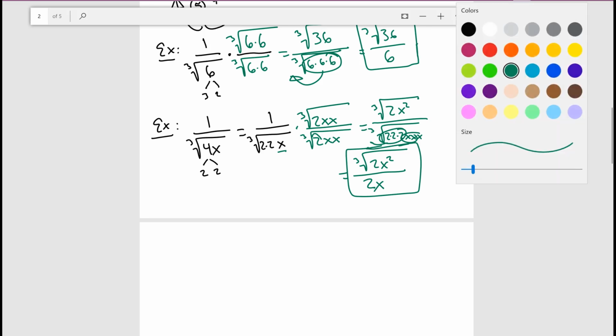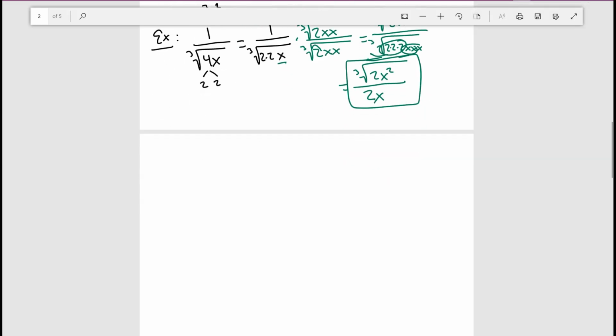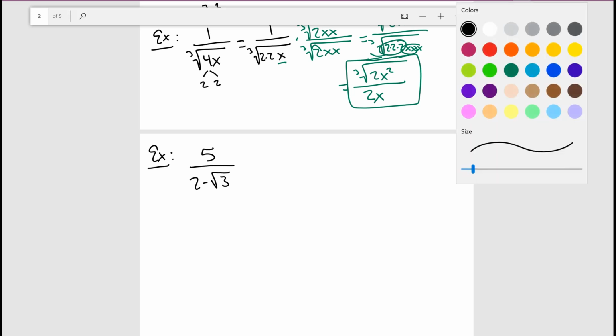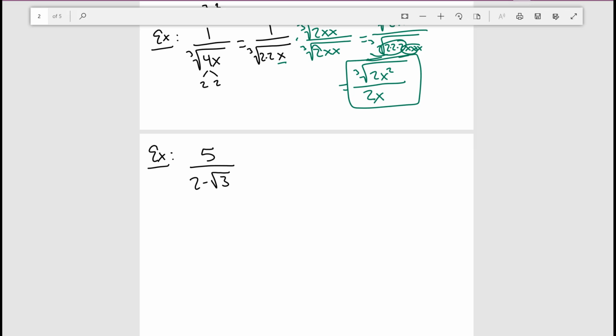Okay, so let's just try one more problem. Let's say we had something that looks like this, 5 over 2 minus square root of 3. These are a little bit different because now you're not missing a triplet or a pair. Instead, what you have is a 2 minus square root of 3. So what you're going to do is multiply by something called the conjugate, and you'll see why this is useful. I'm running a little bit high on time, so I'm going to do this one in the next video.